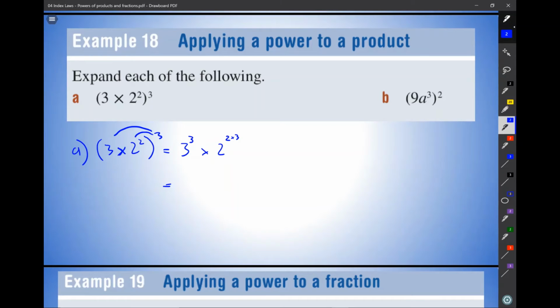So that will just end up being 3 cubed, which is 27, times 2 to the power of 6, which is 64. And if you want to put that in your calculator, the answer comes out as 1,728. I'll get you guys to pause the video and attempt B by yourself, please.